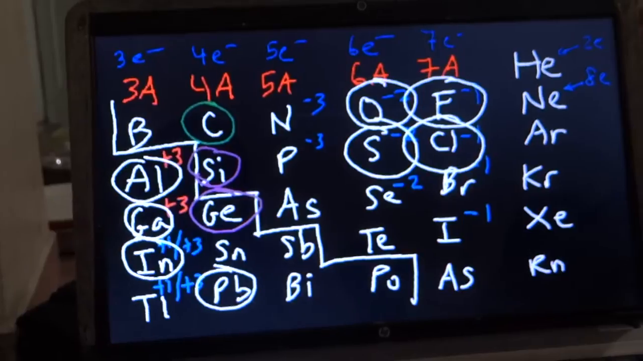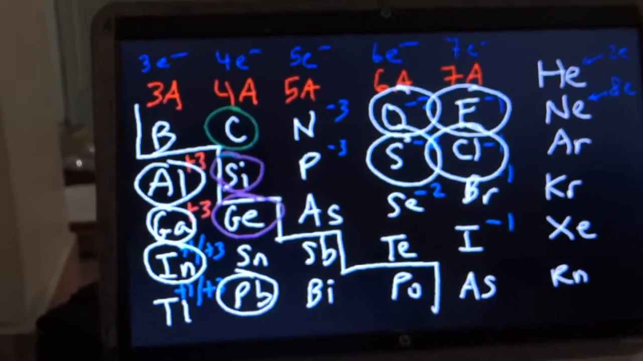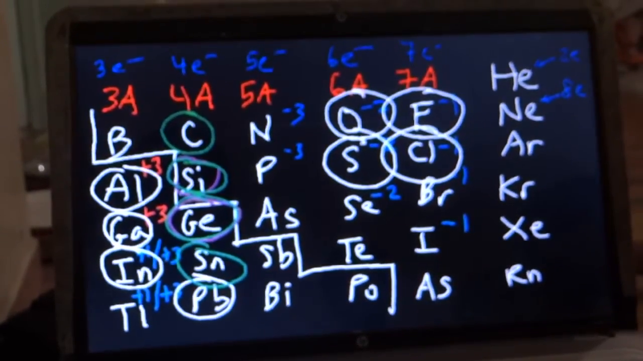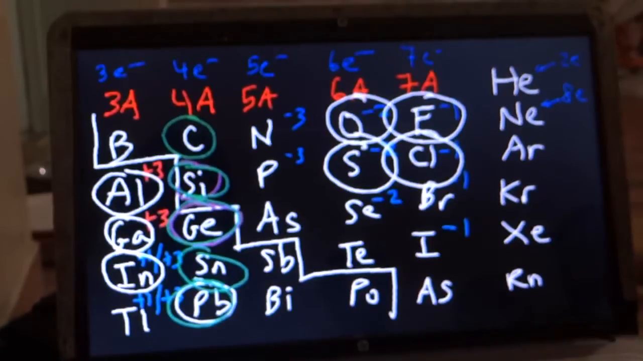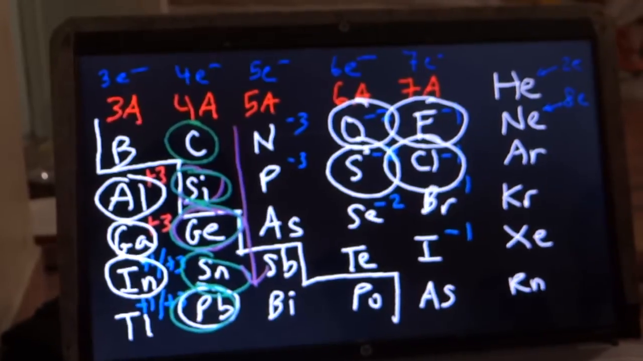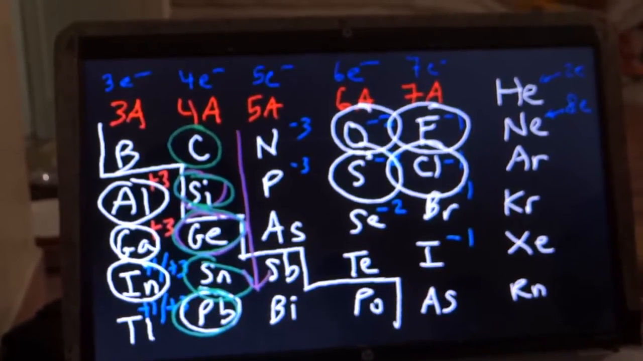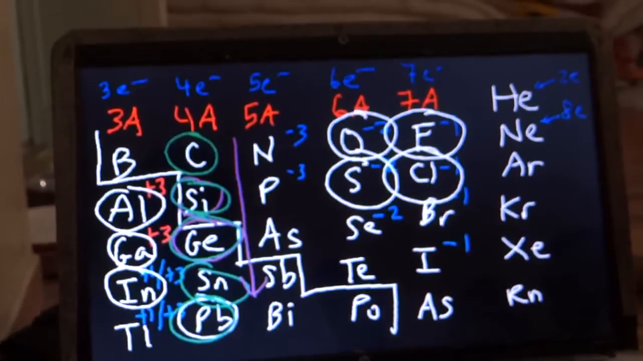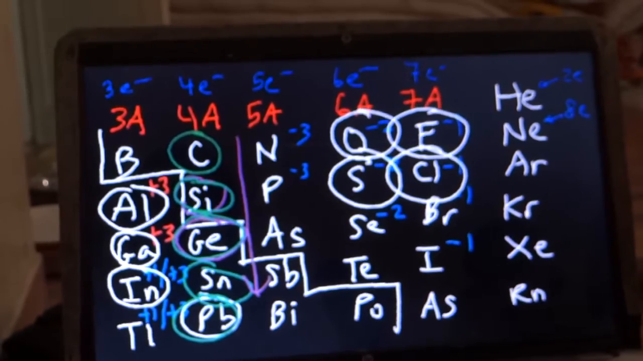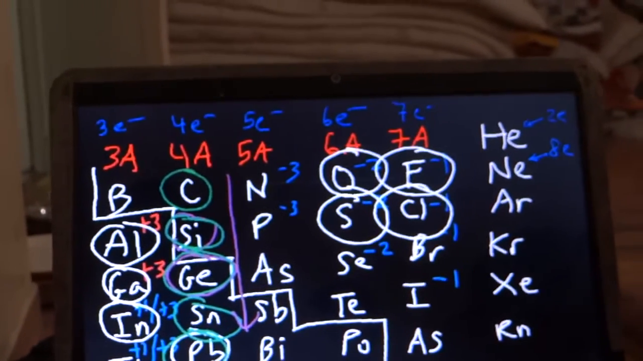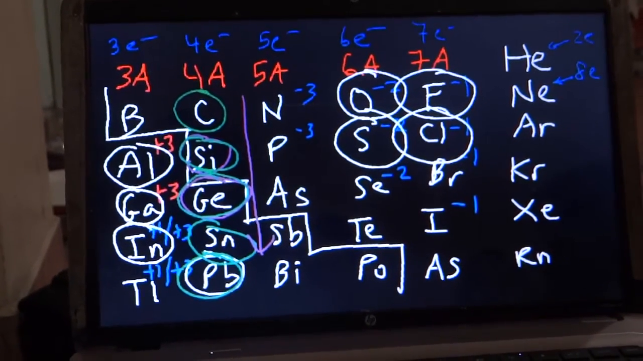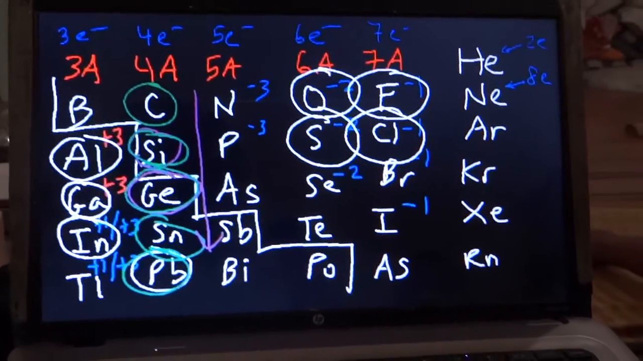So carbon, for the most part, is considered to be a nonmetal. Silicon and germanium are metalloids. Tin, think of a tin can. Tin is a metal. Lead is a metal. So as you go down across the periodic table, the elements become more metallic, which means that the electrical conductivity is increasing. So lead can conduct electricity better than tin. Tin can conduct electricity better than germanium. So germanium, even though it's a metalloid, can conduct electricity better than silicon because germanium has more metallic character than silicon.